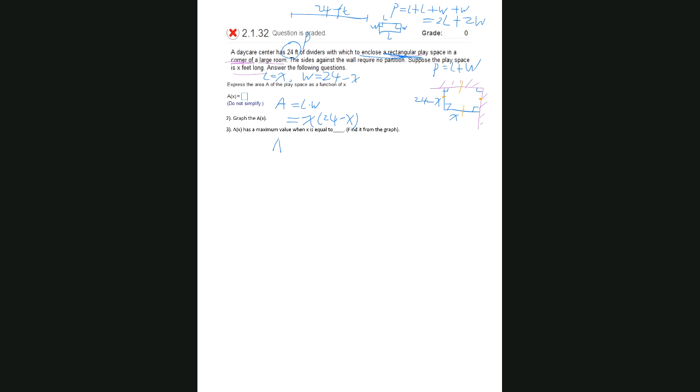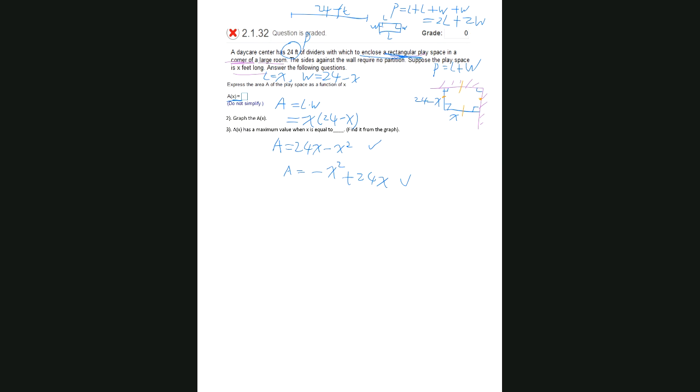So I multiply that in. This will be 24x minus x squared, right? x times x will be x squared. So that is my area here. Or if you want to write it in descending order, this will be negative x squared plus 24x. I think in the homework, if you write either one, it should be correct.